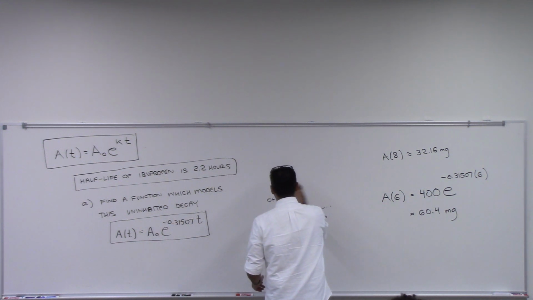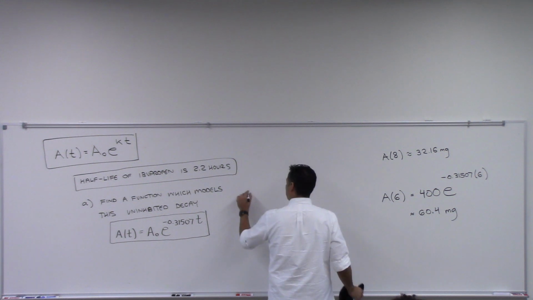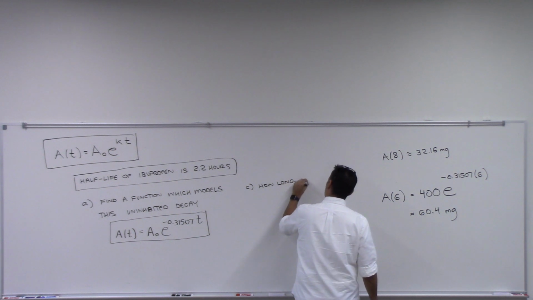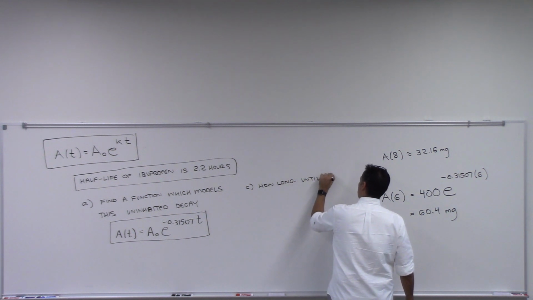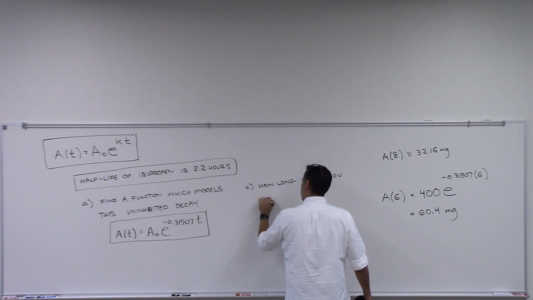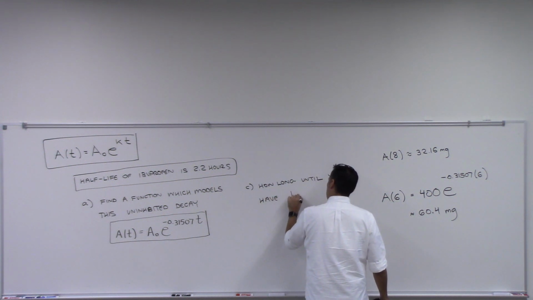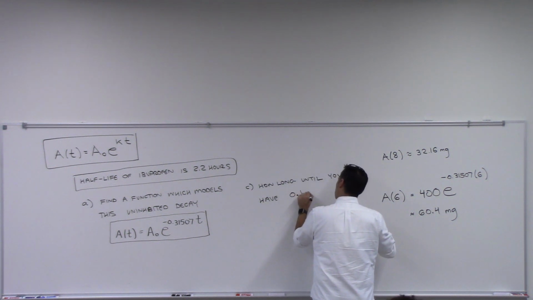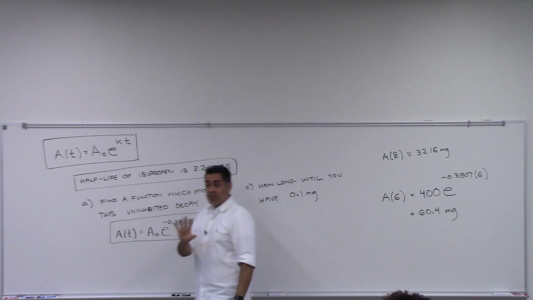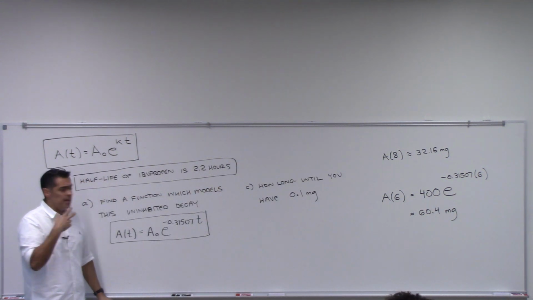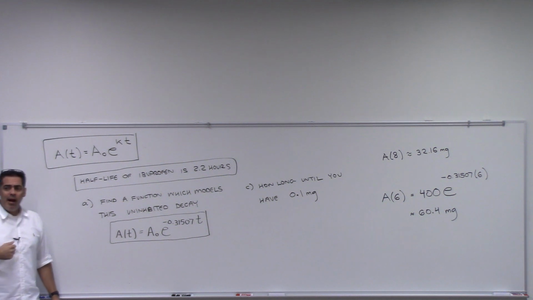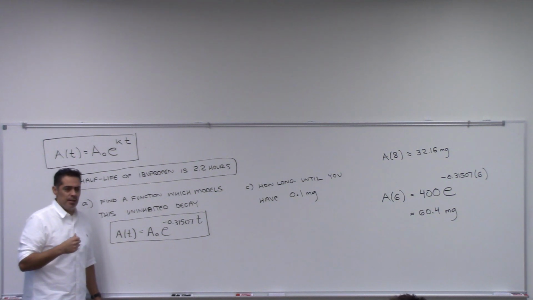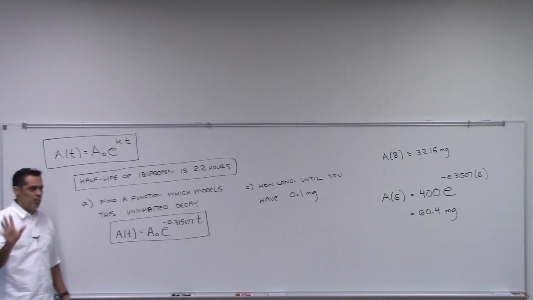For part C, I want to know how long until you have 0.1 milligrams left in your system. So it's the same situation, right? We took that, what was it, 400 milligrams? I want to know how long it's going to take for there to be 0.1 milligrams of ibuprofen in your system, assuming you don't take any more, right?